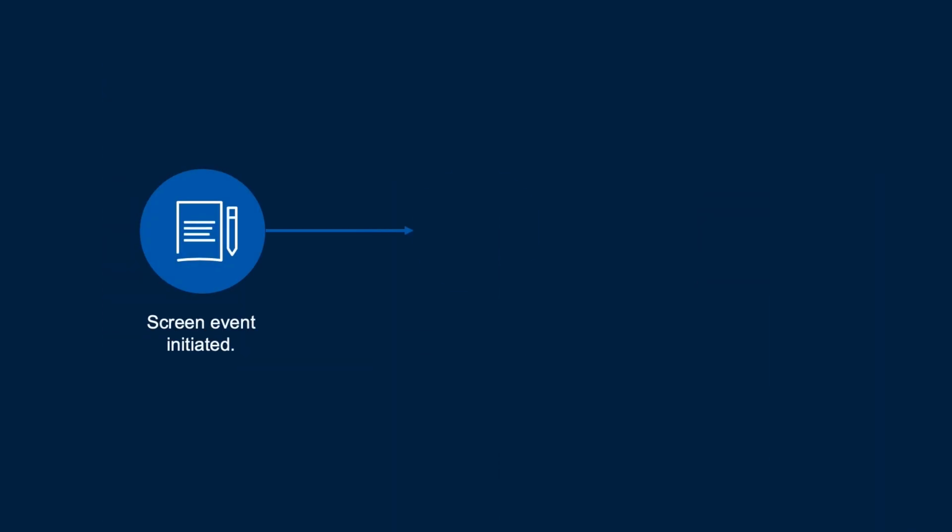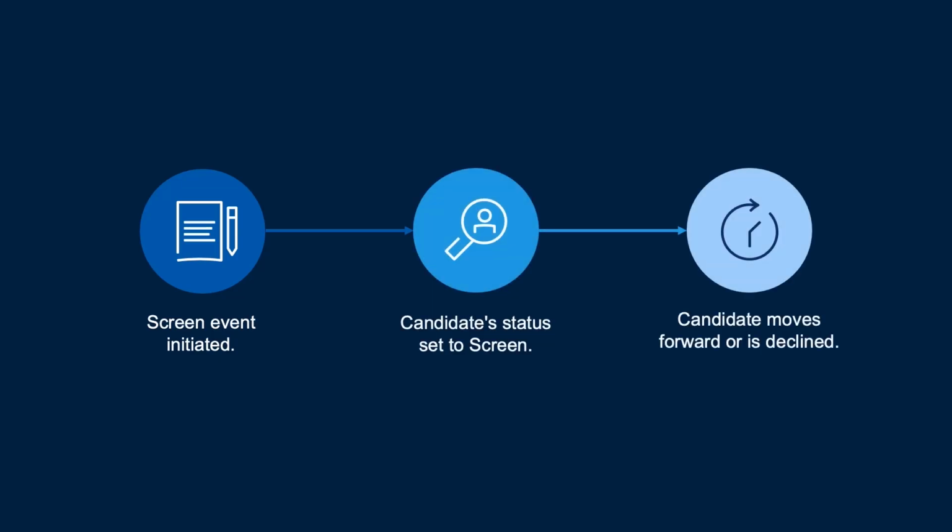Next, we have the screen subprocess. The screening subprocess filters out unqualified candidates early on, initiated by moving them to the screen step. When a candidate moves to the screen step, three things happen.